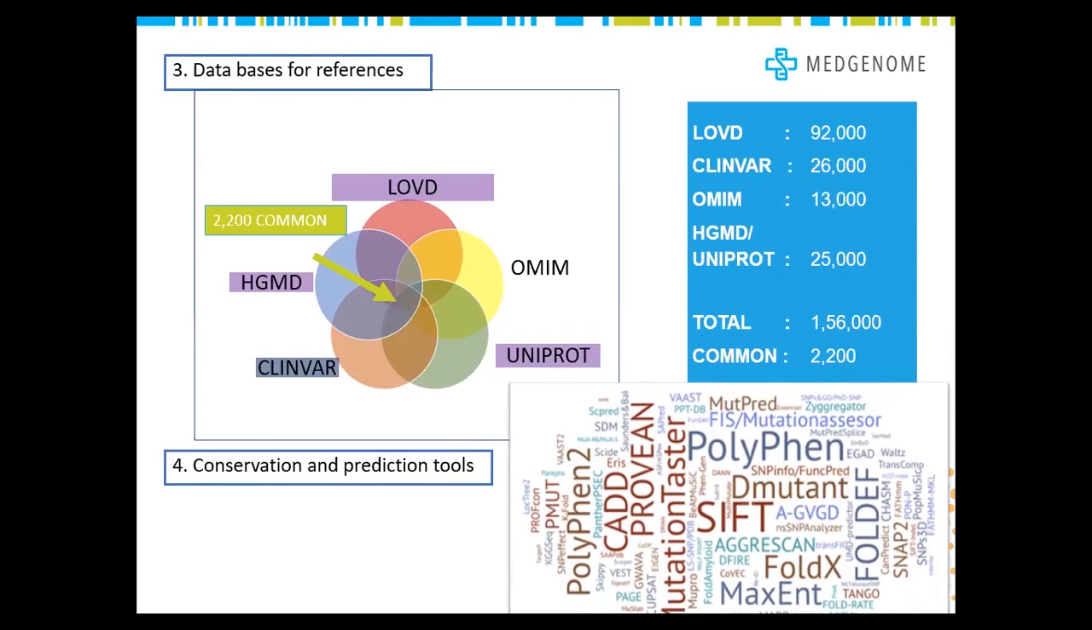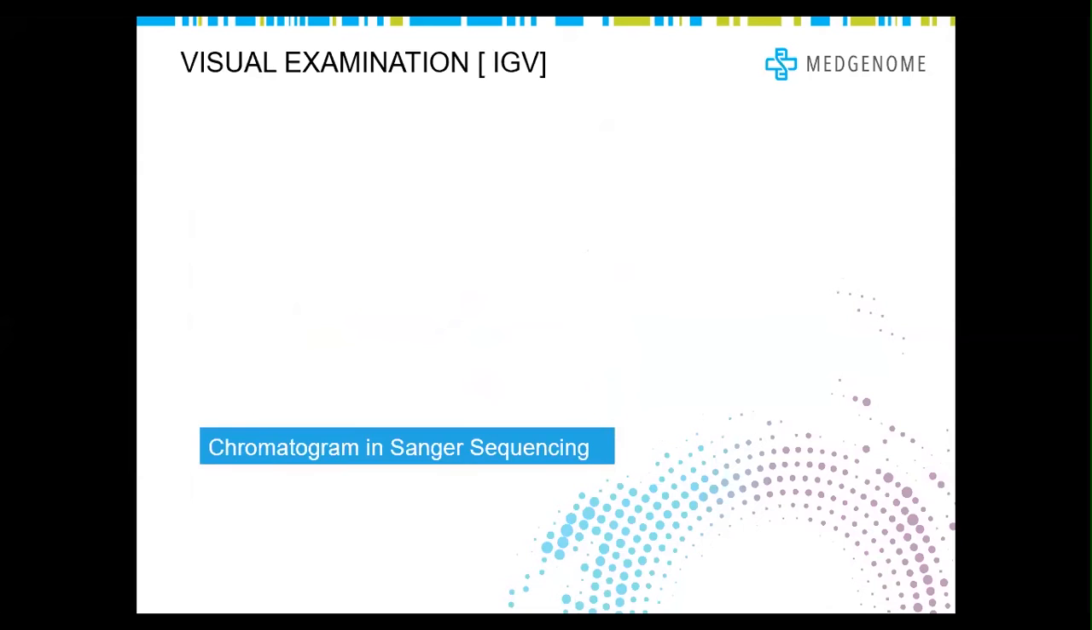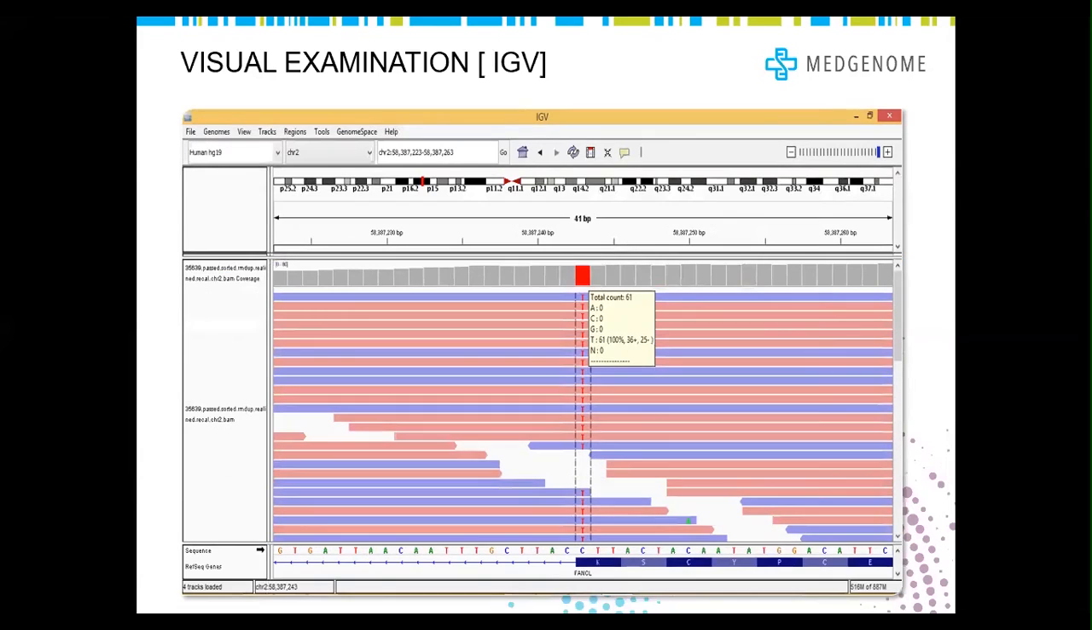but we take the best ones for that variant's predictions. And then again, important becomes a visual examination of the variant. In a chromatogram or Sanger sequencing, this is a chromatogram you will usually see, which shows whether the variant is homozygous or heterozygous. But in an NGS report, what you would get is an IGV, or Integrative Genomics Viewer.